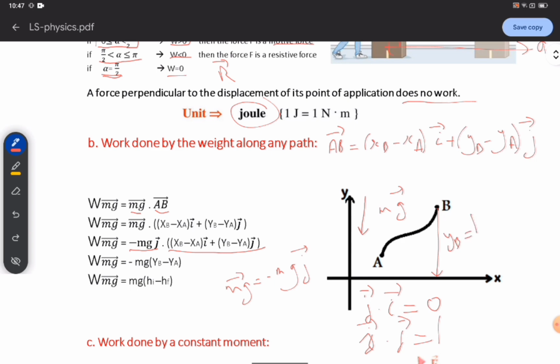when yB equals hB and yA equals hA. The path is starting from A, so hA is the h initial. And it ends at point B, so hB is the h final. So we obtain work of mg equals mg times (h initial minus h final).